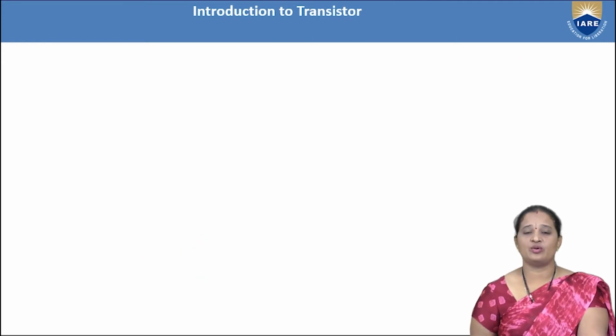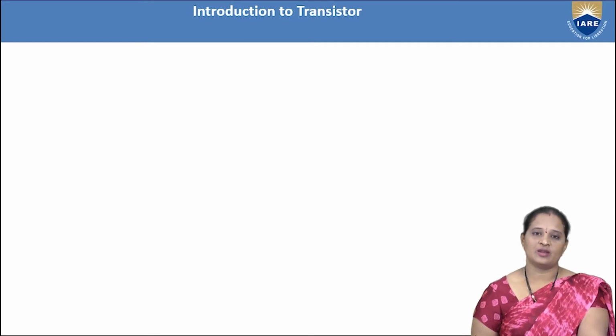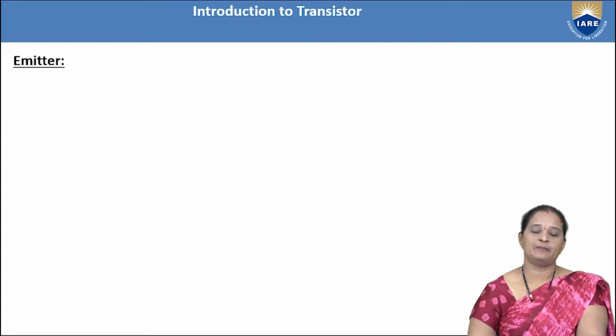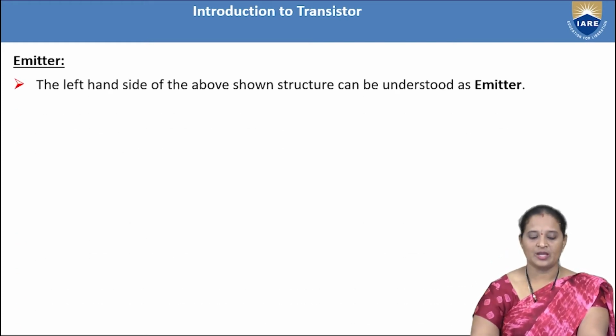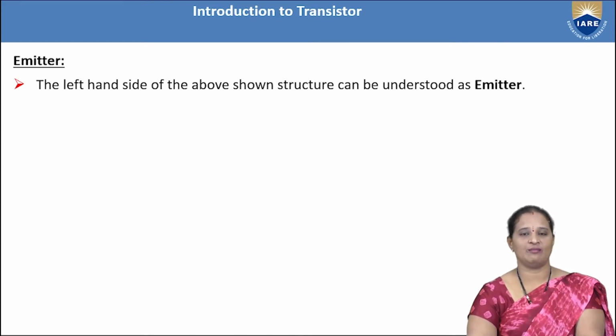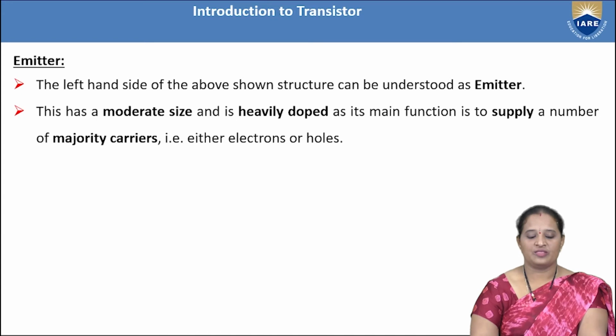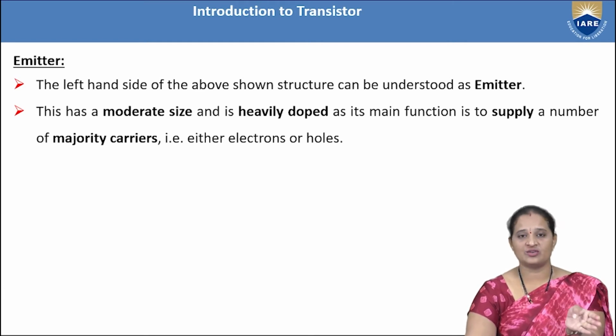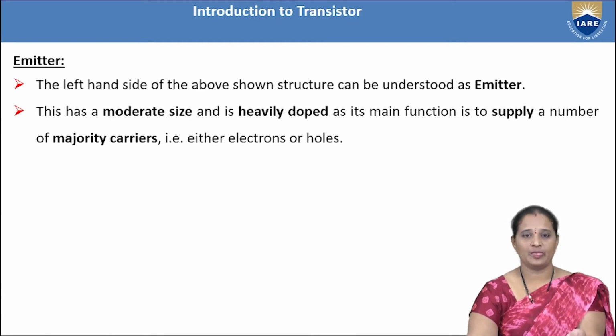So now let us discuss what the emitter, collector and base are, what their main functionalities are, and why these terminals are named emitter, base and collector. First of all, let us see the emitter. What do you mean by emitter? The emitter is the terminal taken out from the left hand side semiconducting bar, and this emitter is moderate in size, and it is heavily doped.